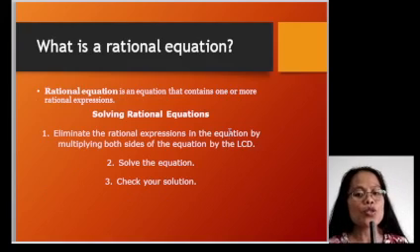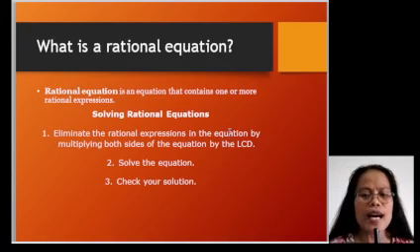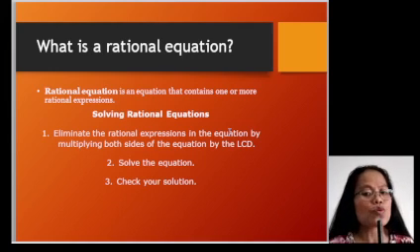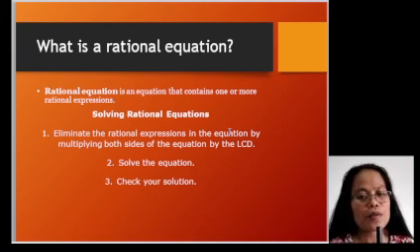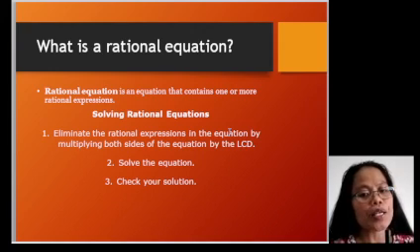Now we will go to rational equations. What is that? A rational equation is an equation that contains one or more rational expressions. So there are one or more rational expressions, and that is a rational equation.